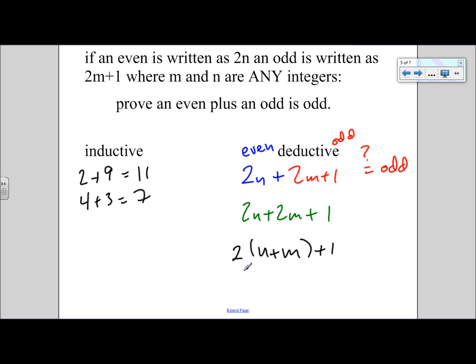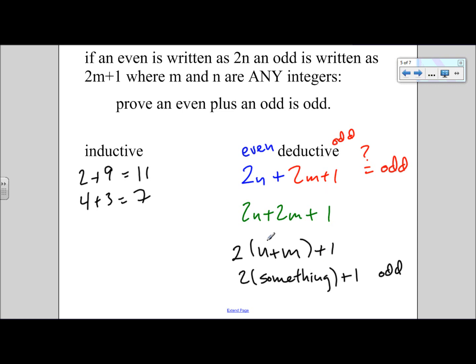Well, look at here. This is the form of 2 times something plus 1, which is odd. Our number system says, well, if I get to 2 times something plus 1, I'm at an odd. So I use my inductive to find the pattern. I use my deductive generalities to find the proof.